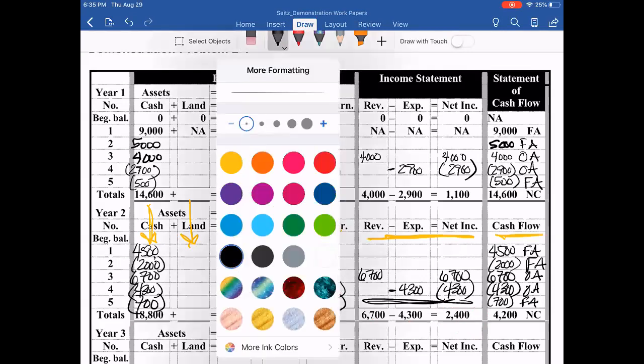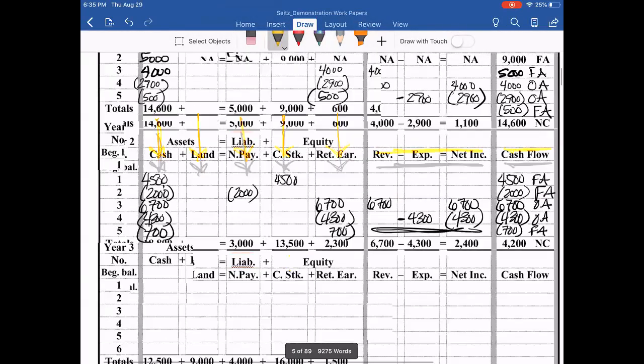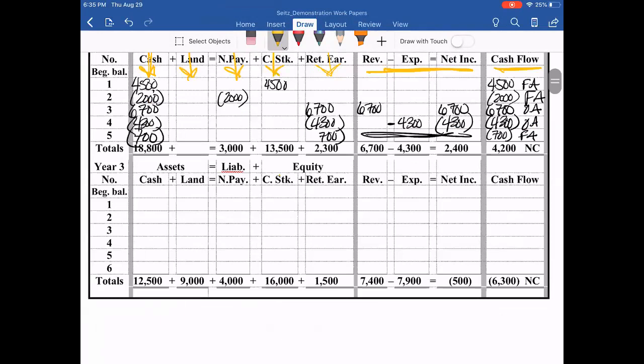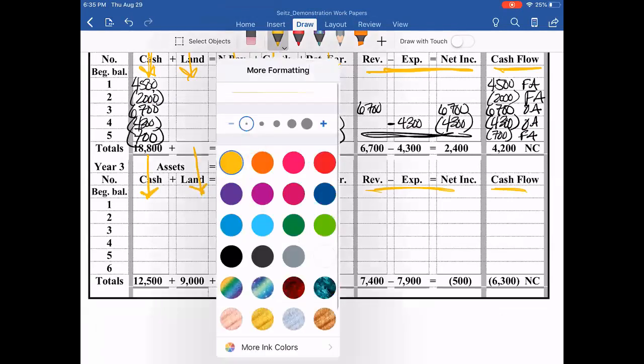Let's move on to year 3. We know, just like year 2, year 3 beginning balances are year 2's ending balances. So those are just going to drop down, drop down, drop down. These start over because those are temporary accounts.